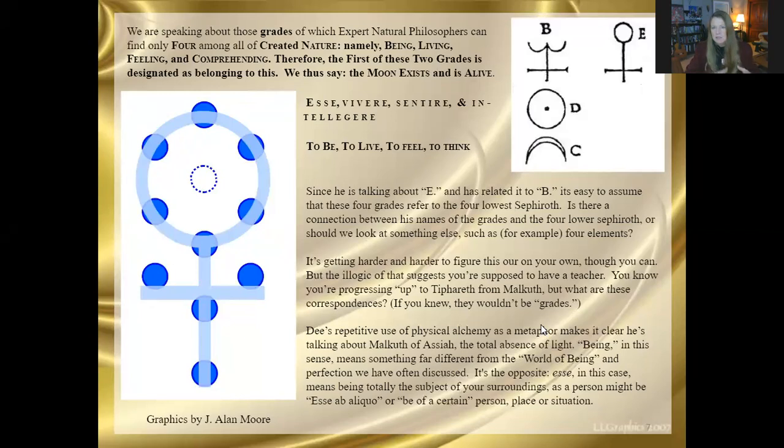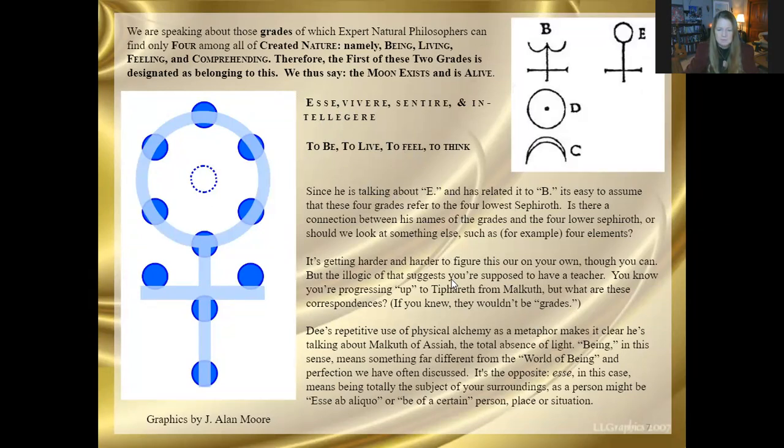One thing we can be clear about now is we understand why Dee has been using all of these works of physical alchemy as metaphor when he wasn't successful as a physical alchemist, because he's talking about Malkuth of Asiah, the world of created nature, the world of action, the manifest physical world. And as I said, Malkuth of Asiah is going to be the total absence of light. So let's start and look at these words.